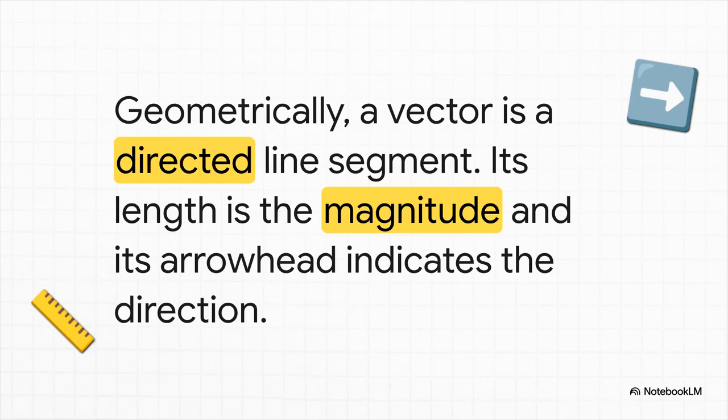Honestly, the absolute easiest way to think about a vector is to just picture an arrow. It really is that simple. The length of that arrow, that's its magnitude. And whichever way the arrowhead is pointing, that's its direction. The entire concept right there in one simple image.